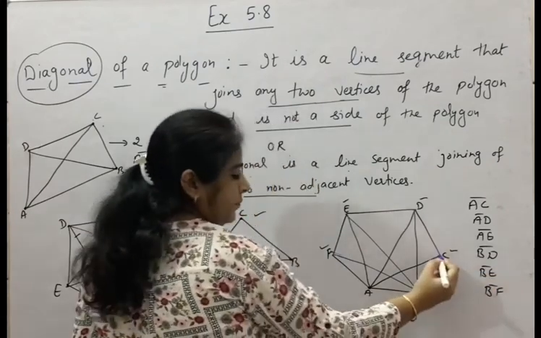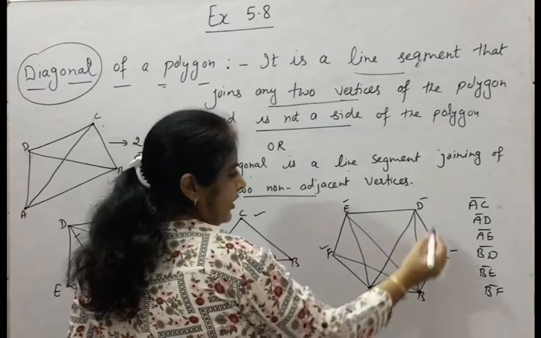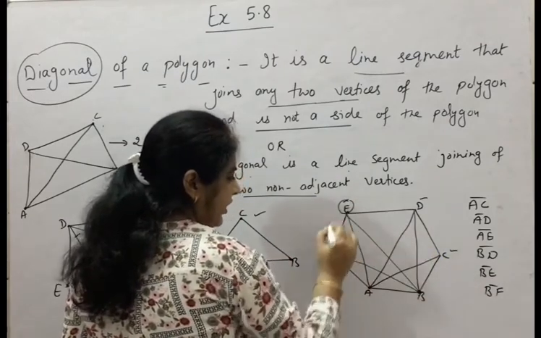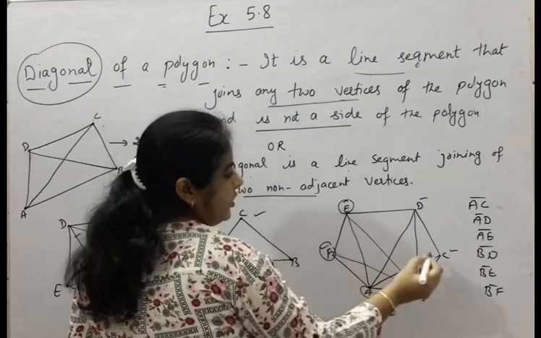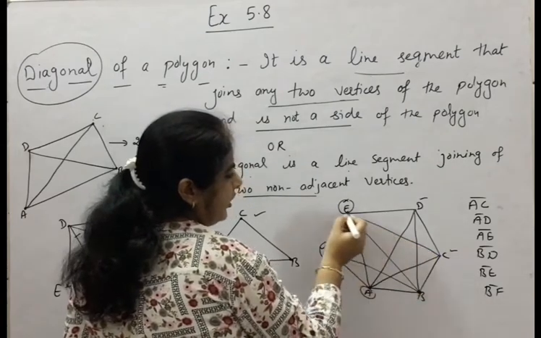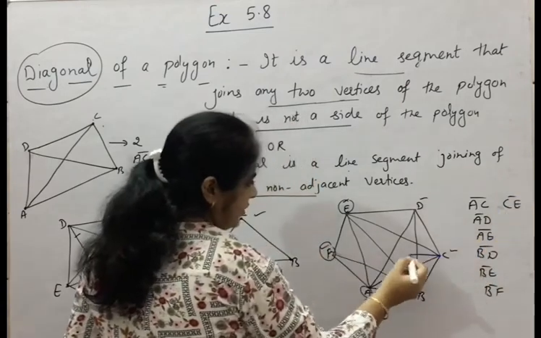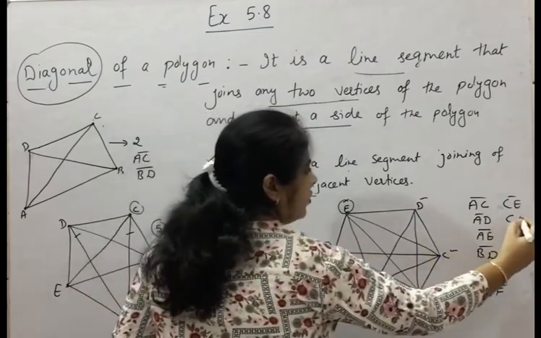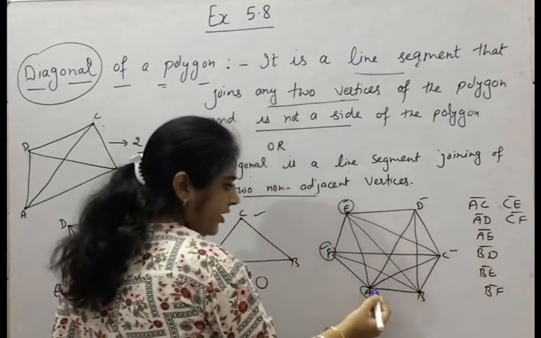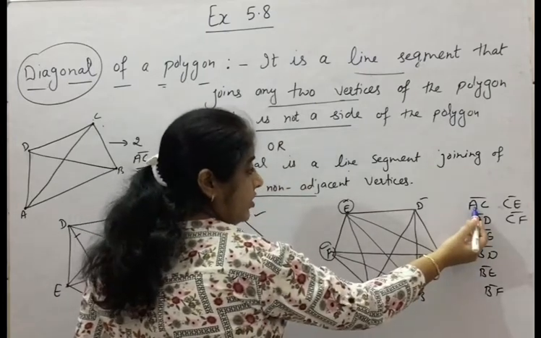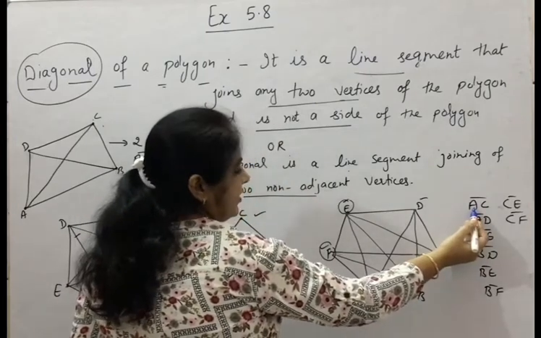Now come to C. The adjacent vertices are B and D, so the non-adjacent are E, F and A. Join C to E and write it, CE. Join C to F. C to A is already joined, that is AC, so don't repeat it. AC and CA is the same thing.